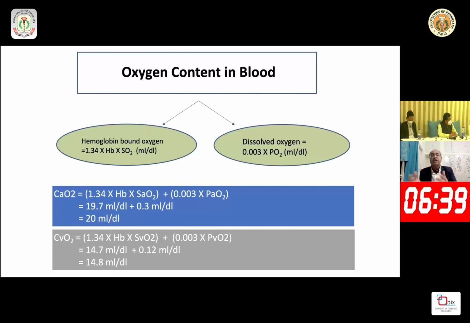And the 0.003 is the constant of the oxygen when it's dissolved in the plasma, and when you multiply it with the tension, because that is what is keeping it dissolved, you get the oxygen content within the plasma. So when you combine these two together, that becomes the oxygen content.